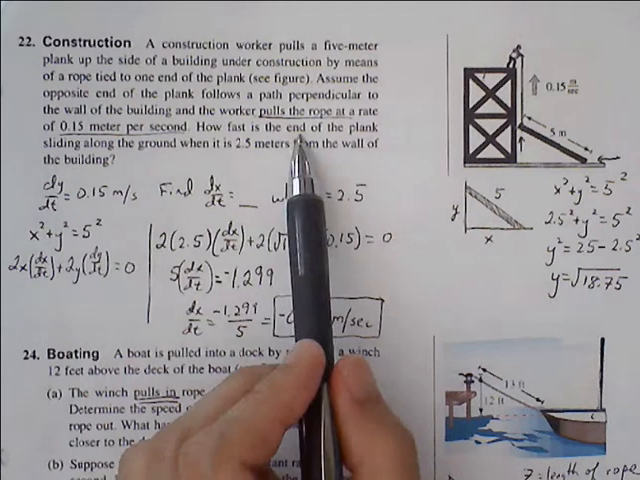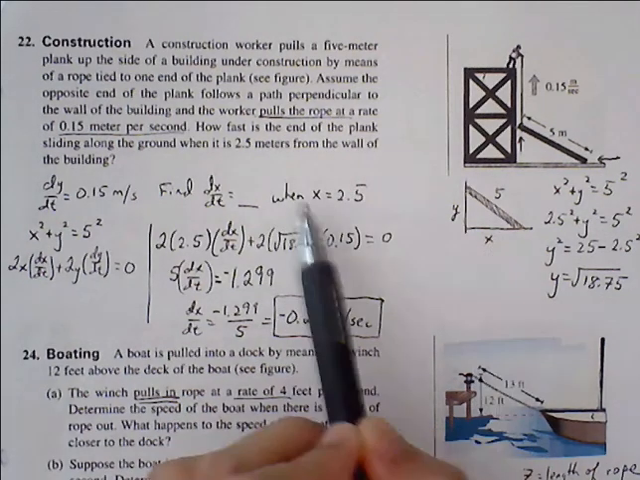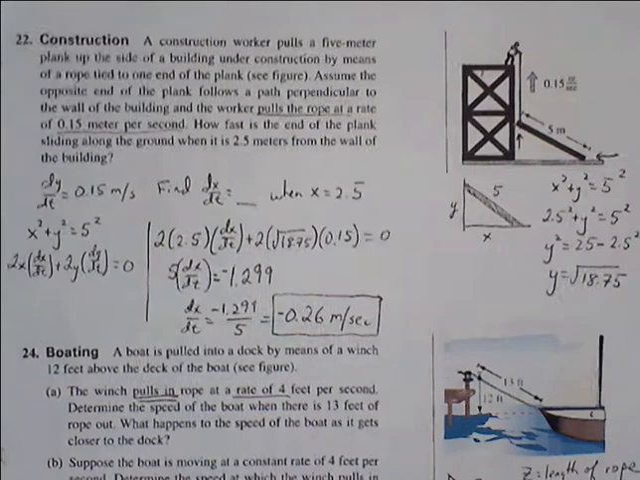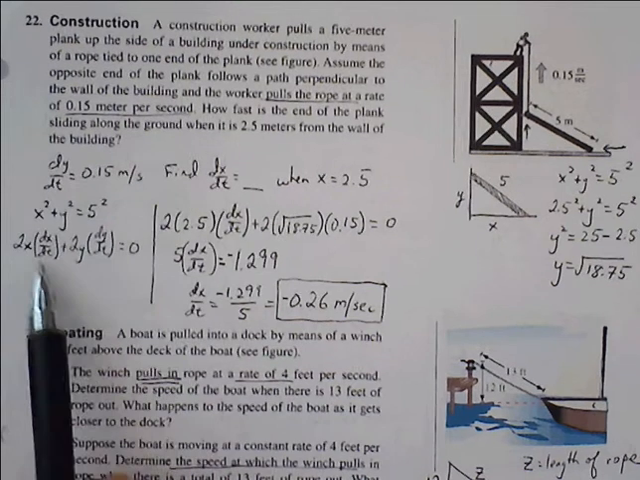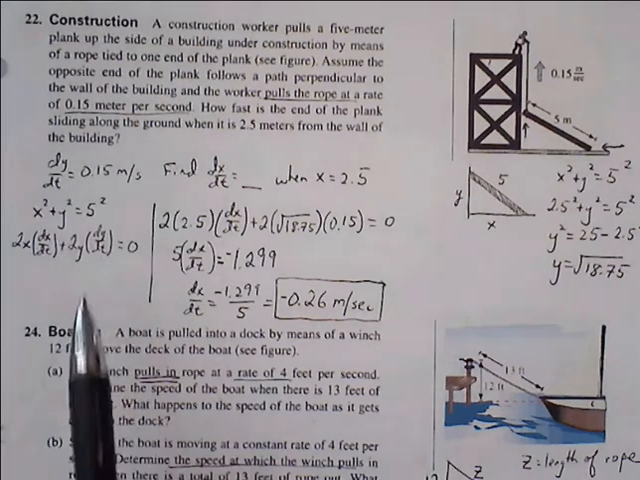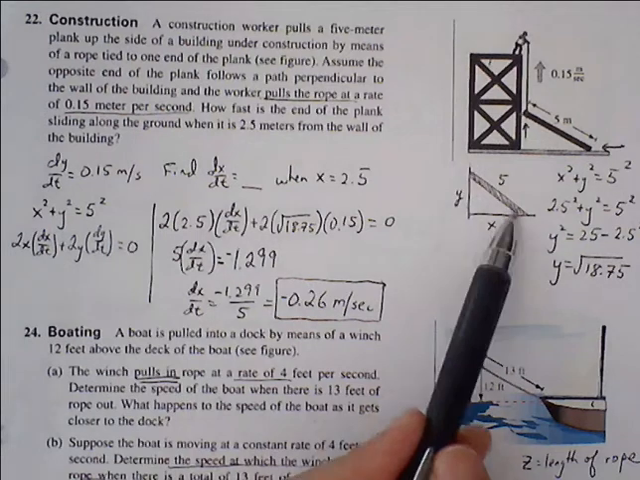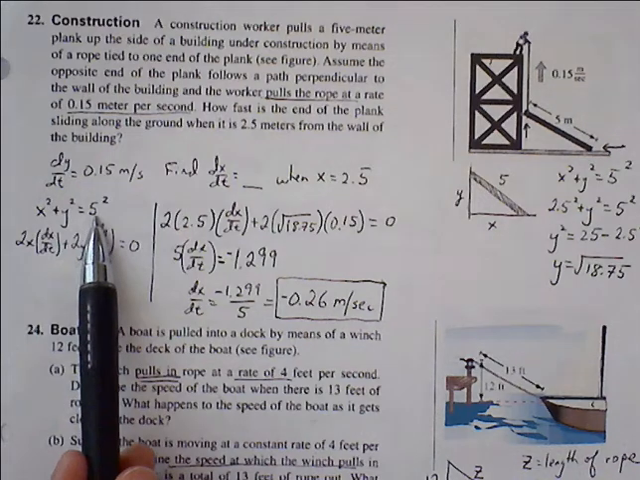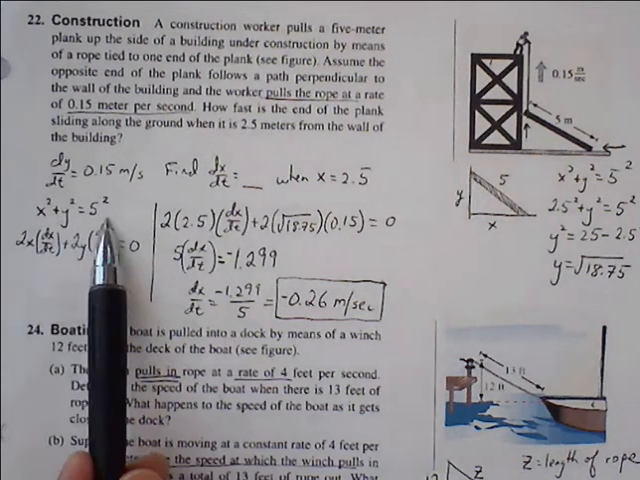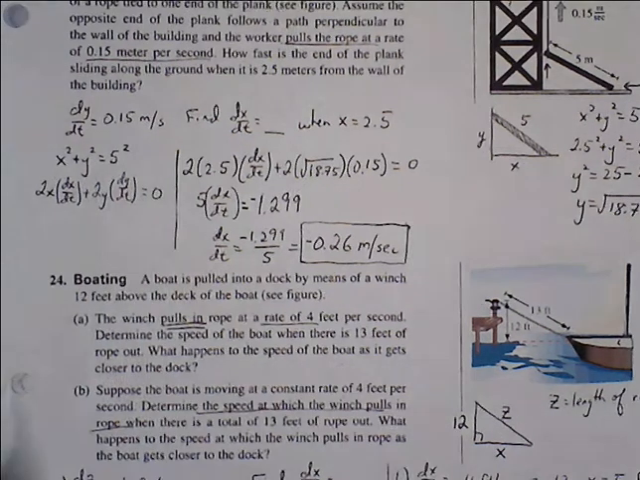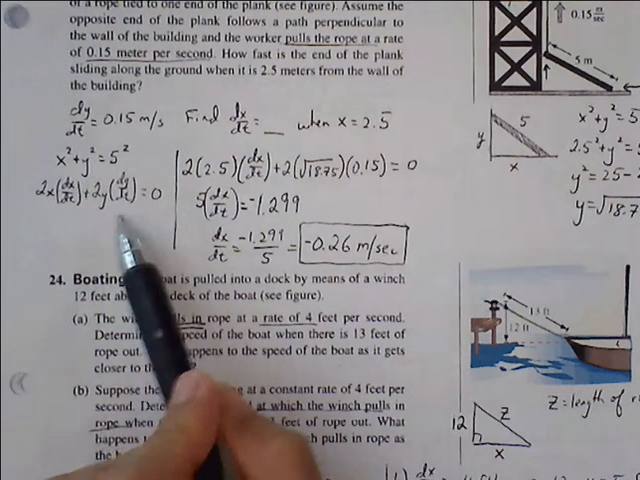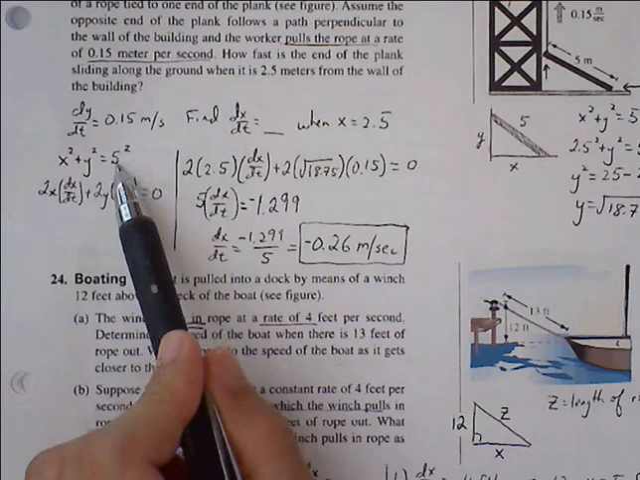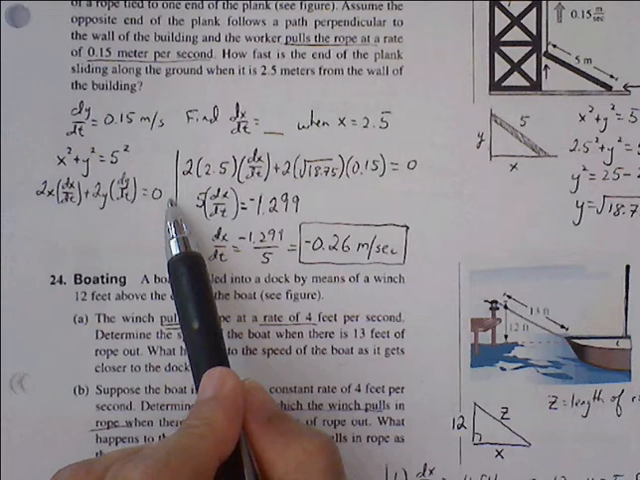How fast is the end of the plank sliding? We're trying to find dx/dt at the moment when x is 2.5 meters. So we have a right triangle, so our starting equation is the Pythagorean theorem: x squared plus y squared equals hypotenuse squared. The hypotenuse is a constant value of 5, so I should replace the z with 5 squared. Now we can find the derivative with respect to time. x squared becomes 2x dx/dt, y squared becomes 2y dy/dt. 5 squared is basically 25, a constant, so the derivative will be 0.